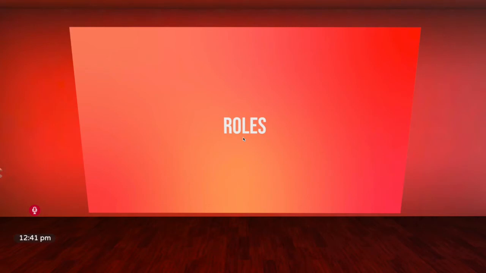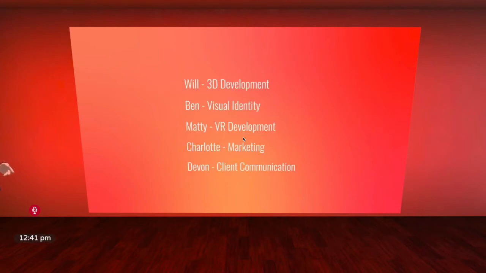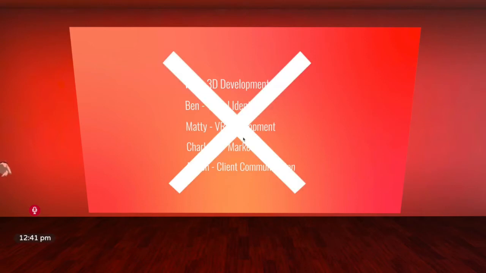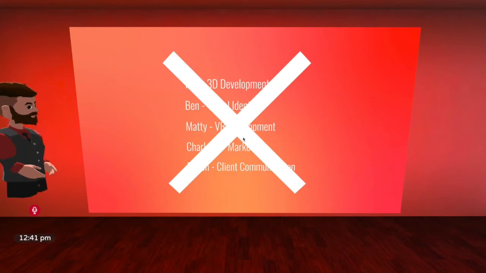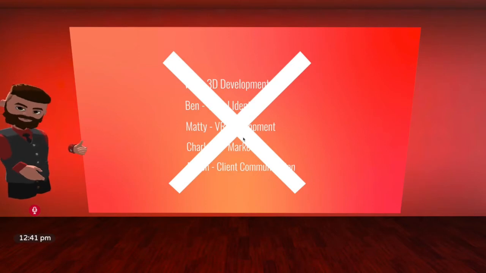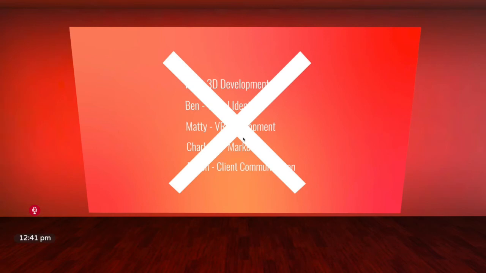So, Will was on 3D development, Ben was on visual identity, I was on VR development, Charlotte was on marketing, and Devon was on client communication. So, after exploring software and struggling to adapt, we decided as a team to work together and explore different aspects of 3D development together. To do this, we decided to collaborate and create a 3D space each and combine our skills so we all can explore as much as possible. Exploring all of the job roles together as a team was important for our own individual exploration.